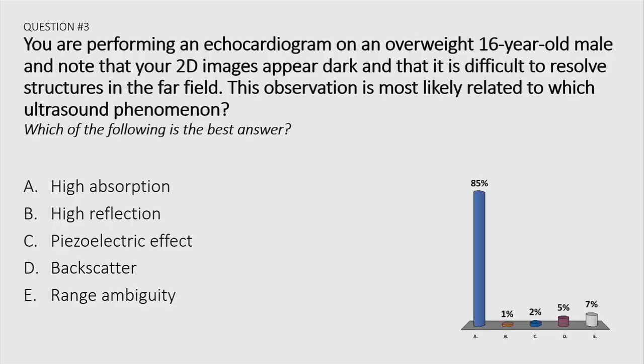Good. Did you pick the correct answer? So high absorption. This is where we're talking about the different ways ultrasound can interact with tissues, and one of them is for the energy of the sound waves to be attenuated or decrease as you go over distance. And that's what's happening here. The far field images are dark because of high absorption.